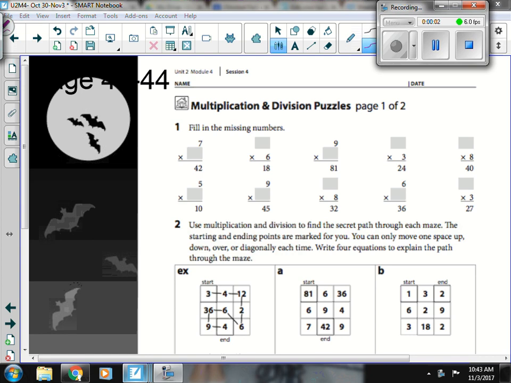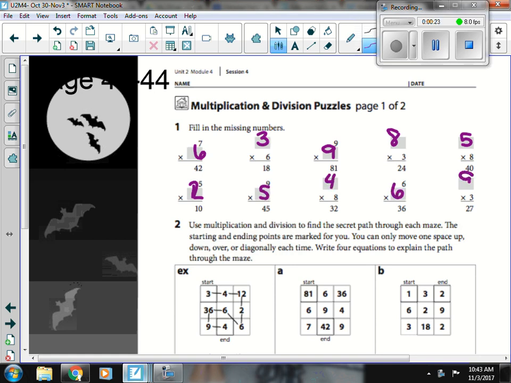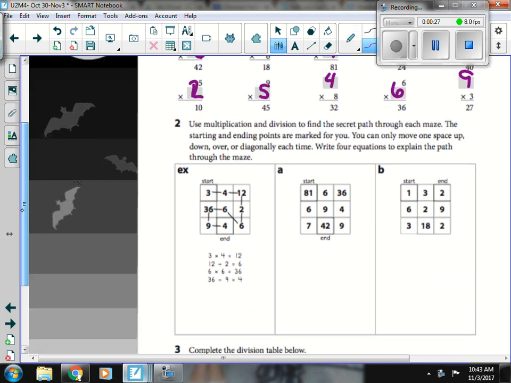Tonight's homework was page 43 and 44 in our homework journal, and we're starting off by just filling in missing facts. You call them missing dimensions. It's the same thing. You could have also said factors. Okay. Number 2 is a fun multiplication and division puzzle.